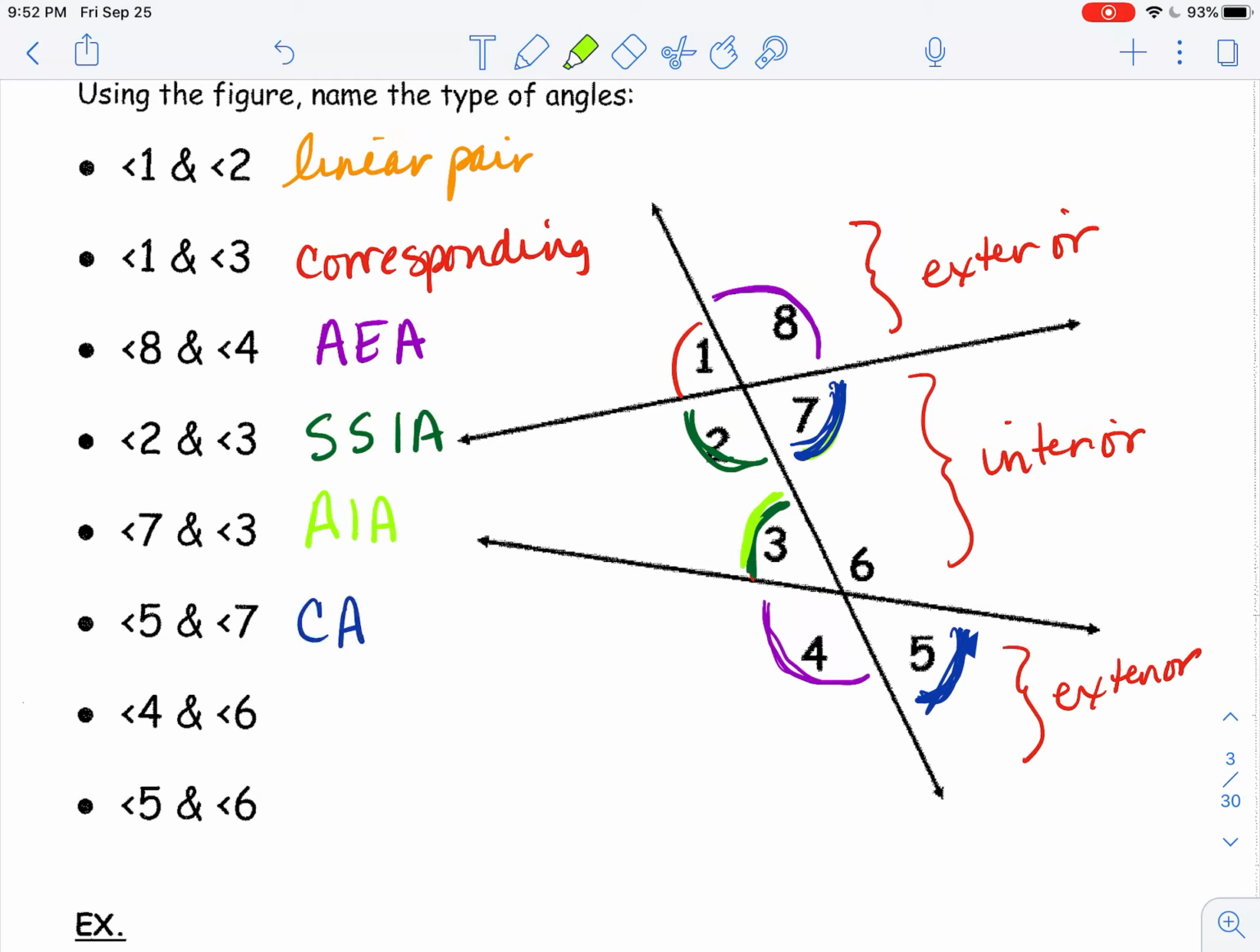4 and 6 are across from each other. I'm going to call those vertical angles. And then 5 and 6, let's see. 5 and 6, they're on this straight line here. That is a linear pair.